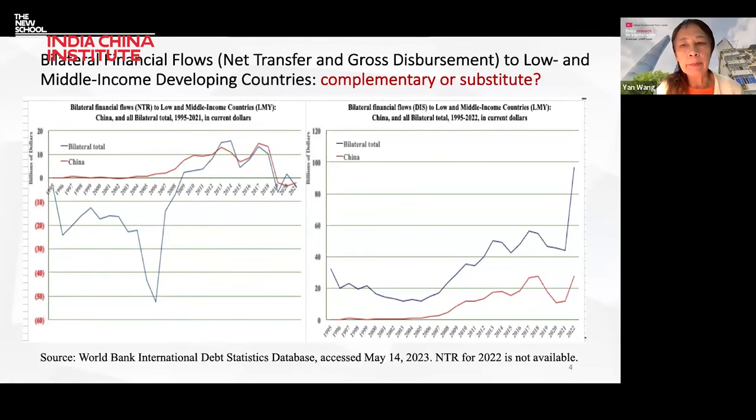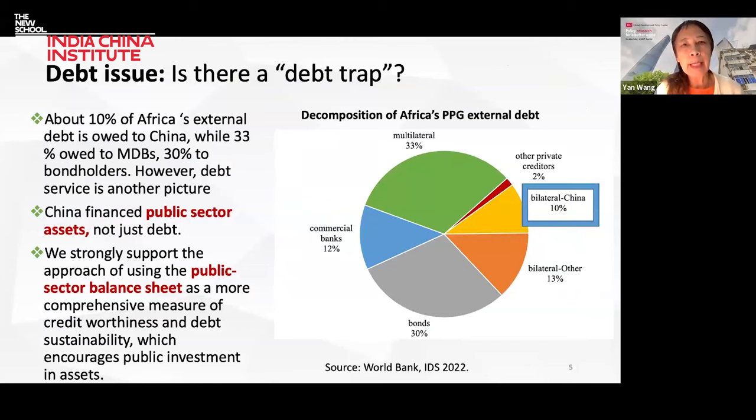and OOF. So in terms of debt, is there a debt trap? The answer is clearly no. About 10% of Africa's external debt is owed to China, while 33% is owed to MDBs, including the World Bank, IDB, ADB, et cetera. 30% to bondholders. However, debt service is another picture.